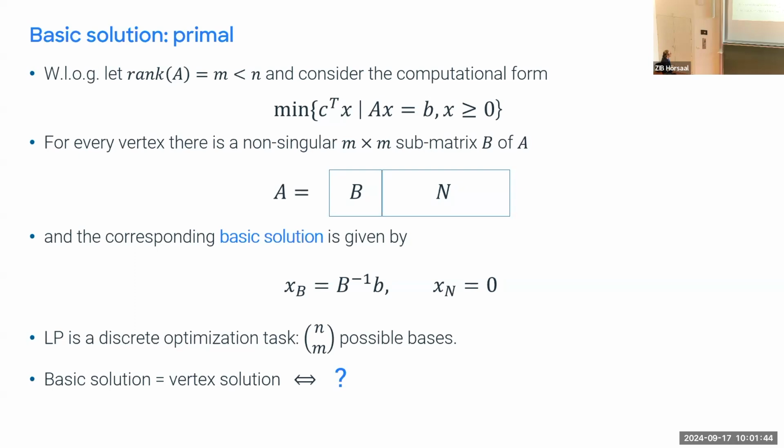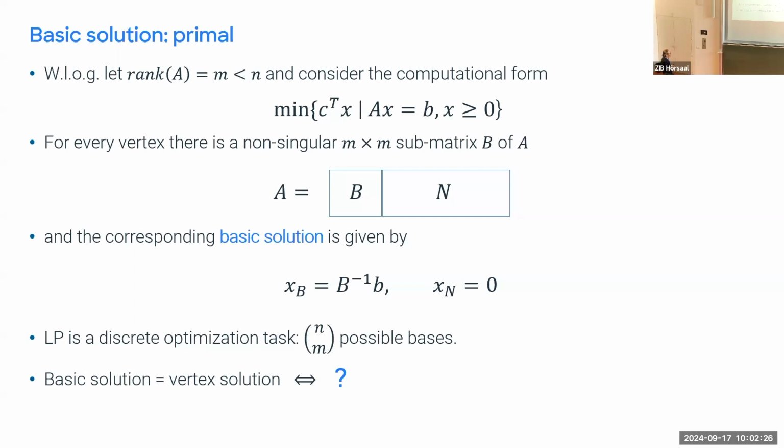And then I have a linear system of equations, B times x_B. I use subscript B here with a little bit of abuse of notation to say that I only want the columns contained in this submatrix. So B x_B equals the right-hand side b, and then if I do the inverse, this is the formula I get. All the non-basic variables are set to 0. Now this already makes clear that LP is in some sense a discrete optimization task. How many possible bases can I have? m out of n. So these are finitely many. I could enumerate them. Of course, that is not efficient.